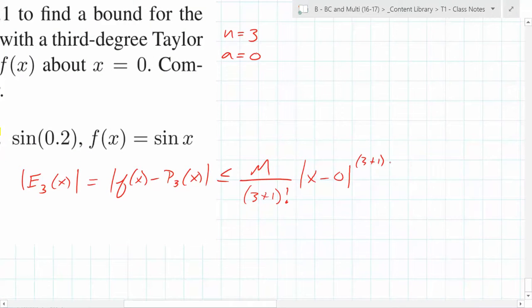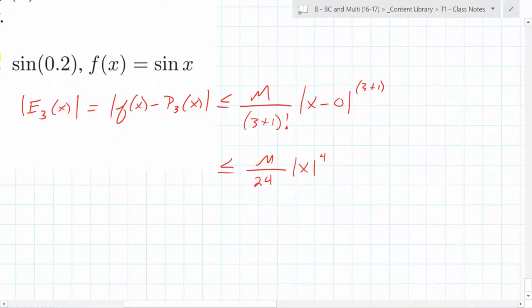Do you understand the numbers we've plugged in so far? And so far, we can simplify it a little bit. We end up with M over what? 4 factorial is what? 24. X to the what? Fourth. Are you with me so far?